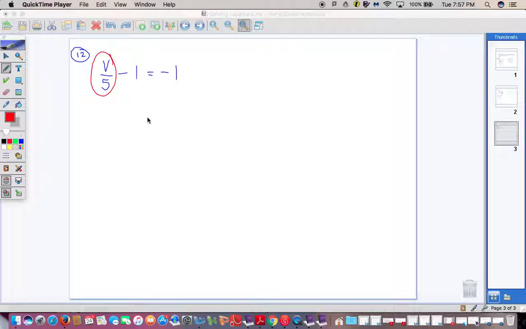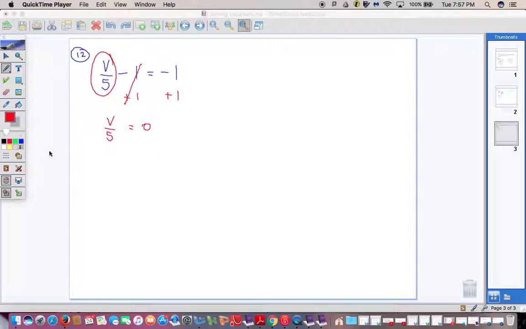This is my variable term, and I can isolate this term by adding and subtracting to get v divided by 5 by itself. So I can do that. I'm going to add 1 to each side. Okay, so -1 plus 1, those cancel. So I'm left with v divided by 5 is equal to, and -1 plus 1 is 0.